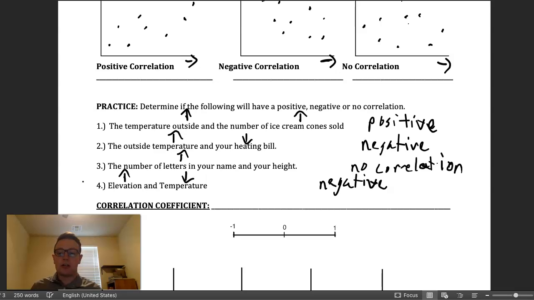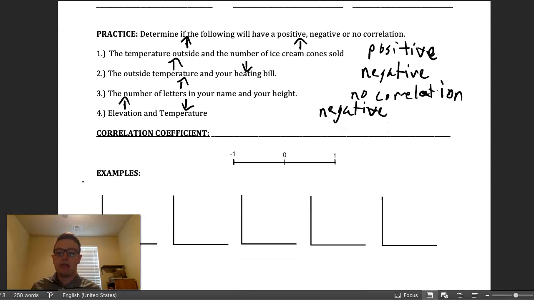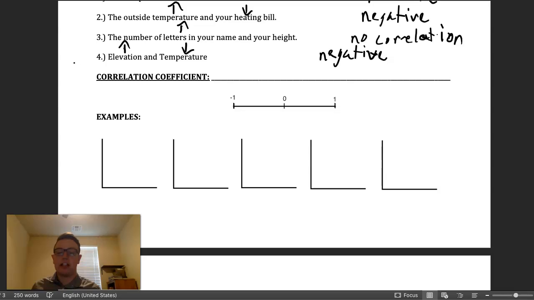How do we measure our correlation? Well, we have a really nice tool for measuring and determining what our correlation will be like. We call this our correlation coefficient. Your correlation coefficient is just the letter R, and your correlation coefficient goes between -1 all the way up to +1.